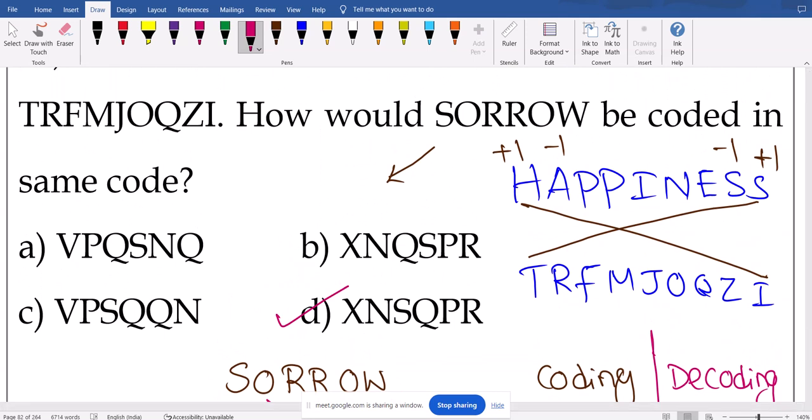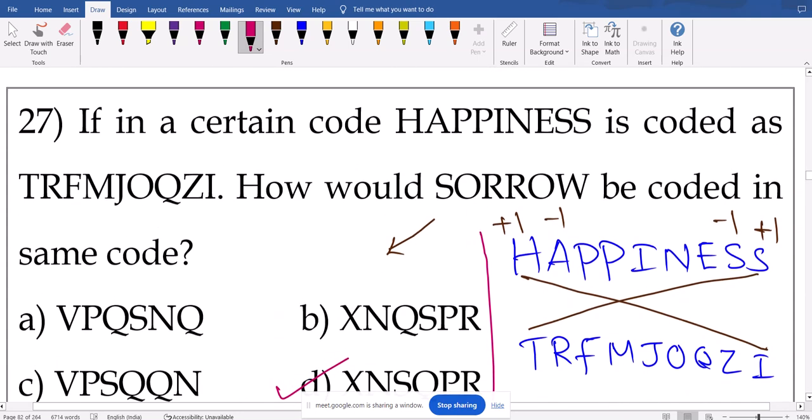In fact, if you do plus 1, there is no option: S plus 1 is T, and T is not available in any of the options. We may think of doing plus 1 and minus 1 to be safe here, but there is no option with the letter T. Then realize, okay, it's decoding related stuff, so we can apply minus 1 plus 1.